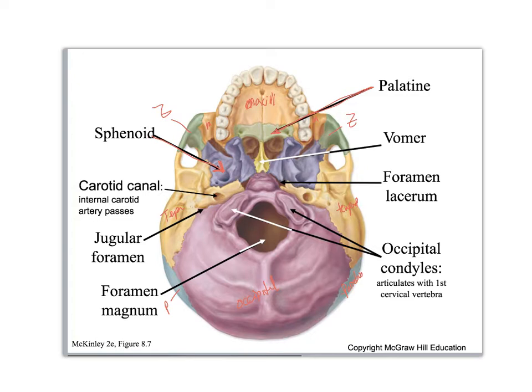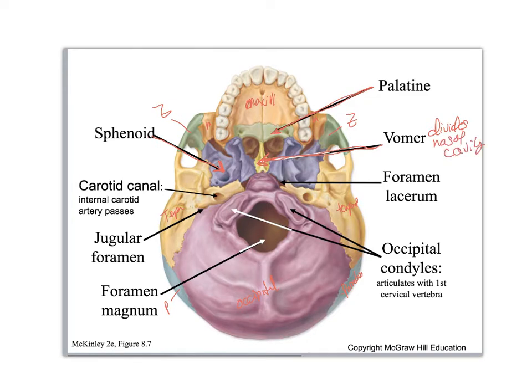Okay, we've got one more new one. We have the vomer. You can see this from underneath like this. You can also see this if you look again in the nasal cavity. The vomer will be on the inferior edge. The perpendicular plate of the ethmoid will be on the superior edge, and it's dividing this up into the two sides of the nasal cavity.